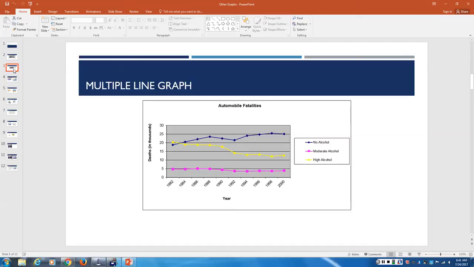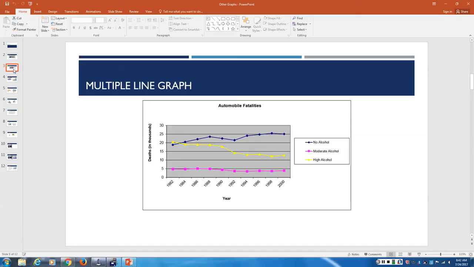You also have something called a multiple line graph. This multiple line graph actually represents automobile fatalities, so people that died in car wrecks, and the different colored lines represent details about the accident. The blue line, which is the one at the top, interestingly enough, is the one where no alcohol was involved, which is kind of contrary to what we usually think.